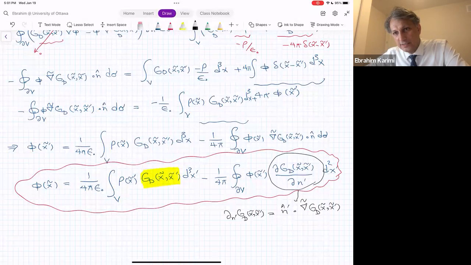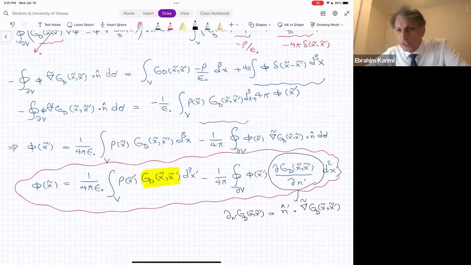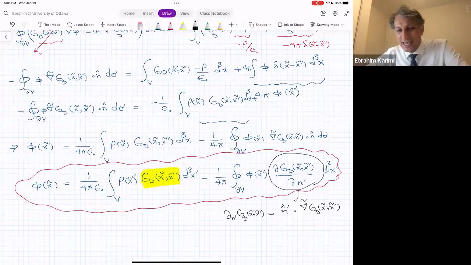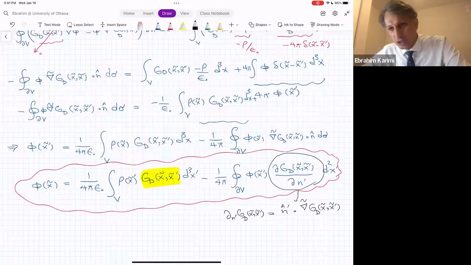Is it clear, Edith? Oh, it's just a notation? Yes, it's just a notation, just to not always carry out n dot gradient of GD. If you don't feel comfortable with that, just write n dot gradient of GD.